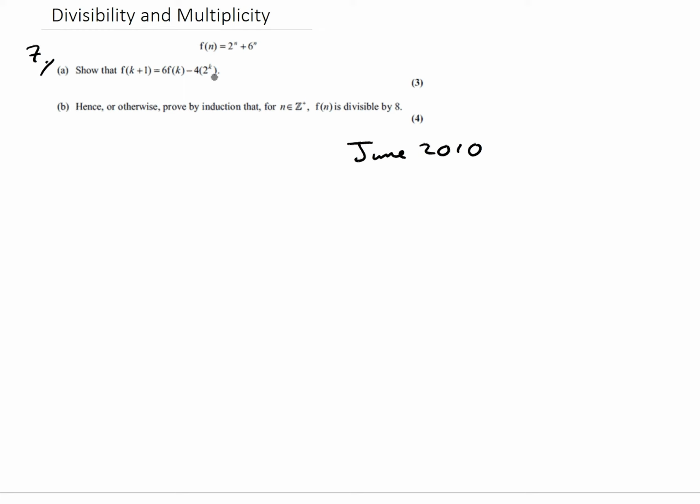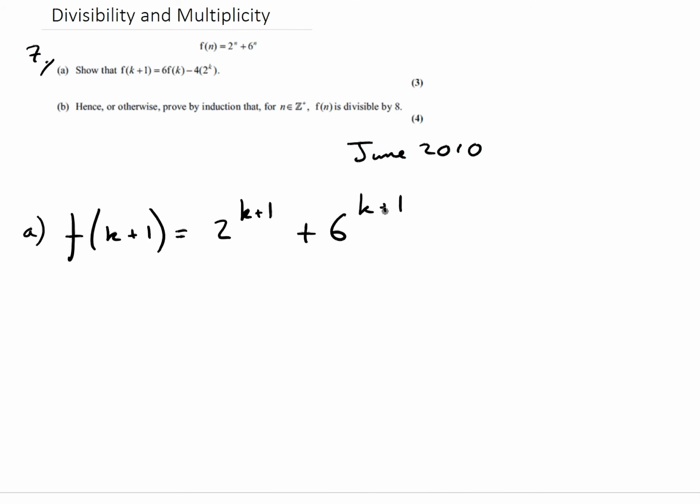So the first thing that I want to do is come up with an expression for f of k plus 1. I'm going to come up with that by replacing n by k plus 1. You can see here that f of something is equal to 2 to the power of that something plus 6 to the power of that something. Well, here my n is k plus 1. So my function is going to be given by 2 to the power of k plus 1, just replacing n by k plus 1, plus 6 to the power of k plus 1.